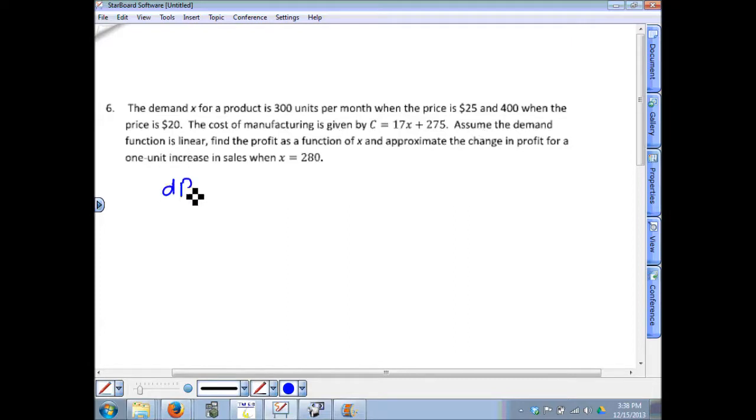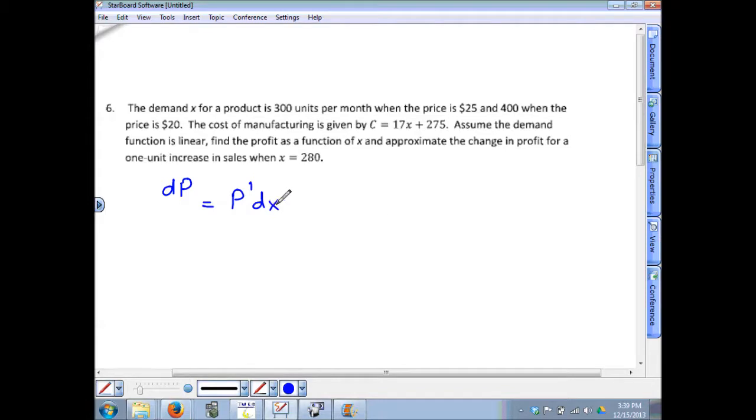So that's dP. Now they're not asking for a rate of change of profit. They're not asking for dP over anything like dP over dx. They're asking for just the change in profit. Now dP over dx, that's just P prime. But dP, if it's just plain dP, then we can multiply both sides by dx. So the change in P is equal to P prime times dx. So we need to find the derivative of the profit function and then multiply that by dx.